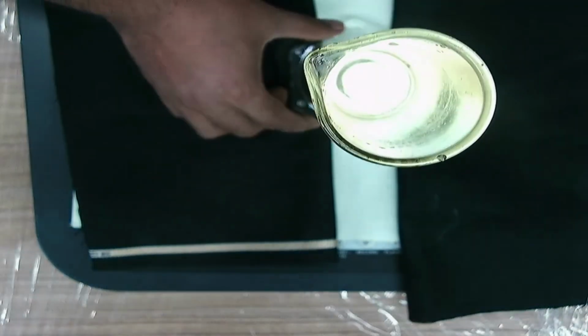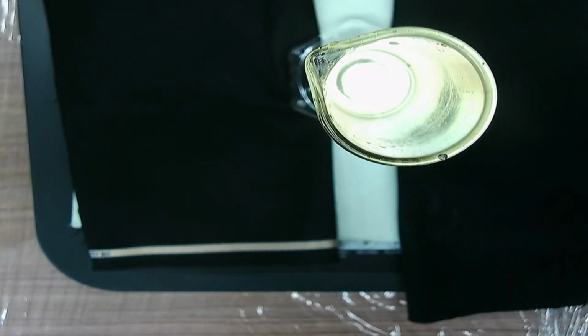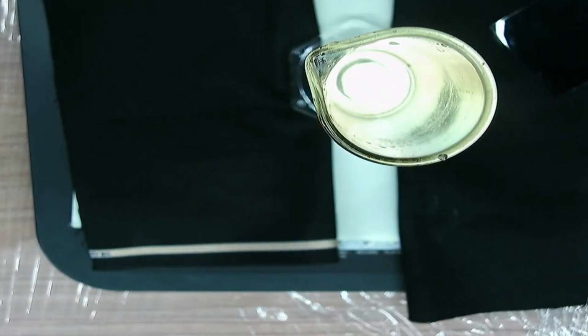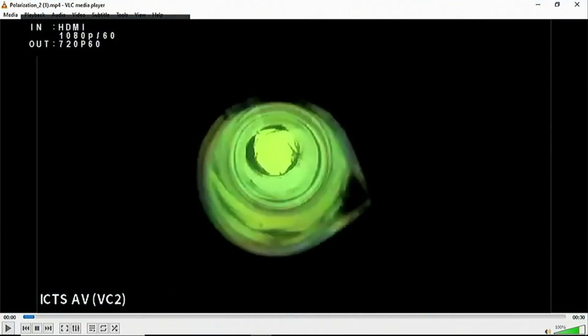Maybe we can also play the video. Ma'am, what was that thing above that which you were rotating? Oh, this is a Polaroid.